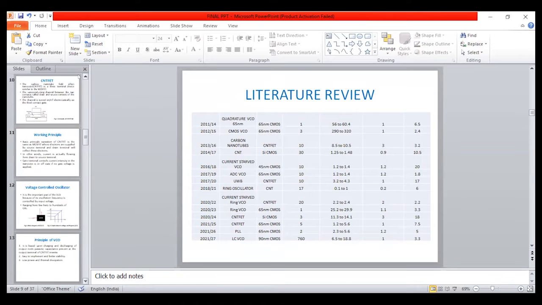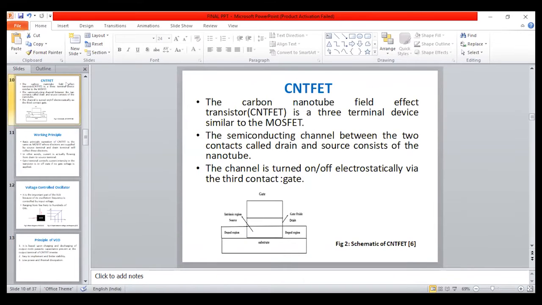First, we learn about what a CNT FET is. The carbon nanotube field effect transistor is a 3-terminal device, same as the MOSFET we use in our phones and electronics. Many of us use it in the medical field also. The structure is the same, but one advantage is that heat dissipation is very low in CNT FET as compared to MOSFET. Size is also very small compared to MOSFET. That's why we are using CNT FET technology nowadays.